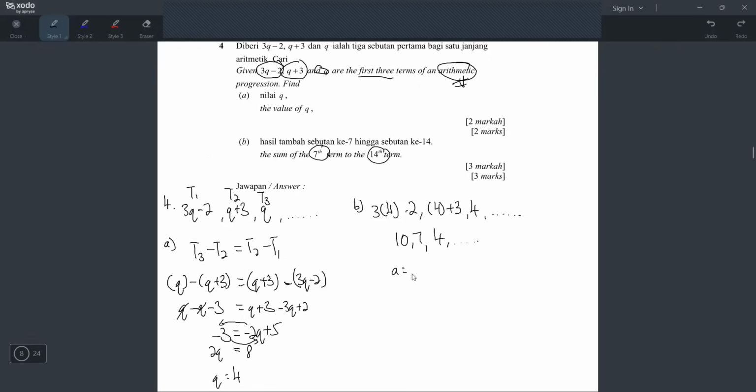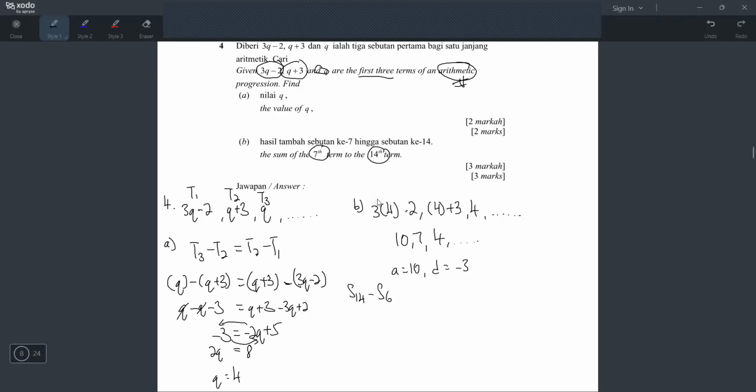So what is my a? 10. And what is my d? 7 minus 10, negative 3, right? They already mentioned it's arithmetic. Okay, now they want to find the sum of 7 to the 14th term. What you have to do here is you have to find the S14 minus the S6, all right? Okay, do you understand why?